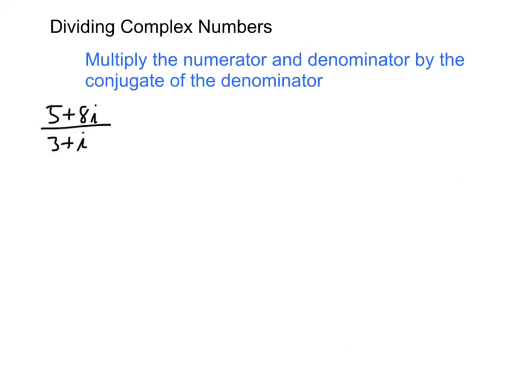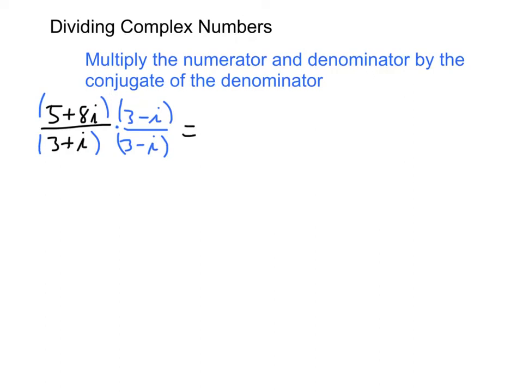Let's say we have 5 plus 8i divided by 3 plus i. So again, we want to find the conjugate of the denominator, which would be 3 minus i. That plus gets changed into a minus. And if it was a minus to start with, we'd change it into a plus. So we're going to multiply both the top and the bottom of this fraction by 3 minus i. Now in this case, we really have two FOIL problems to do. So we'll go ahead and do that.